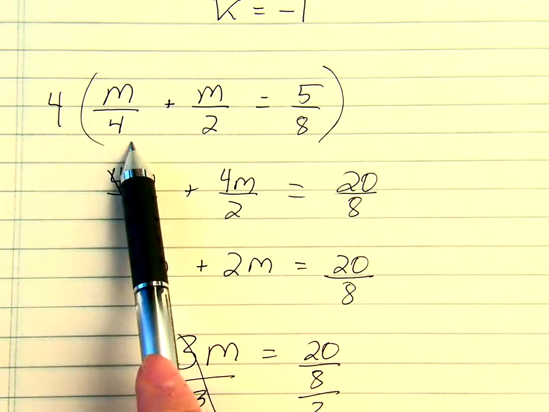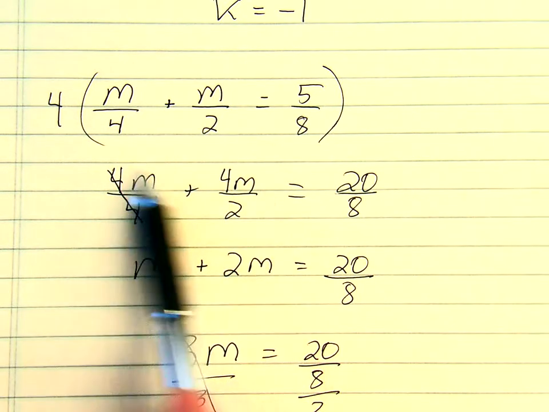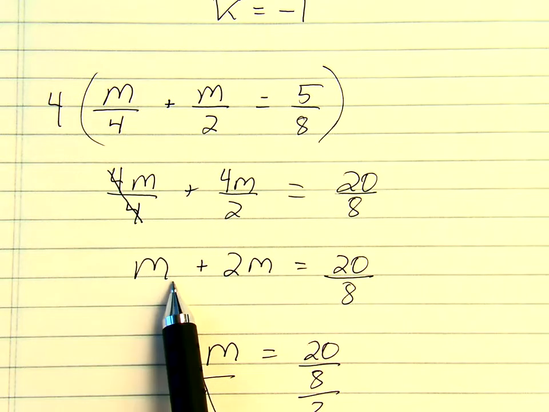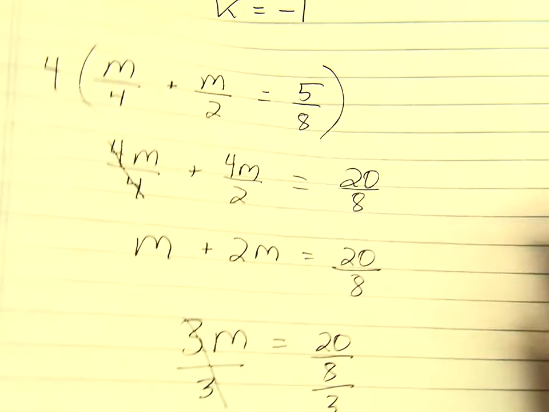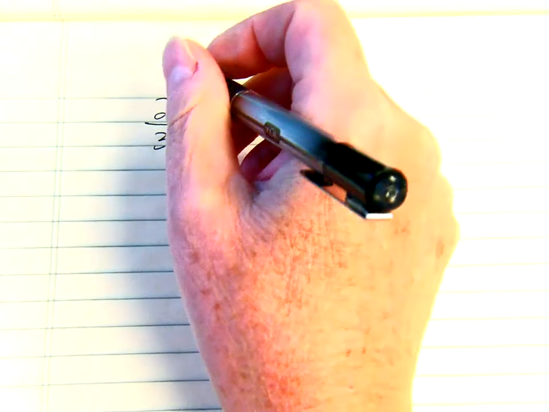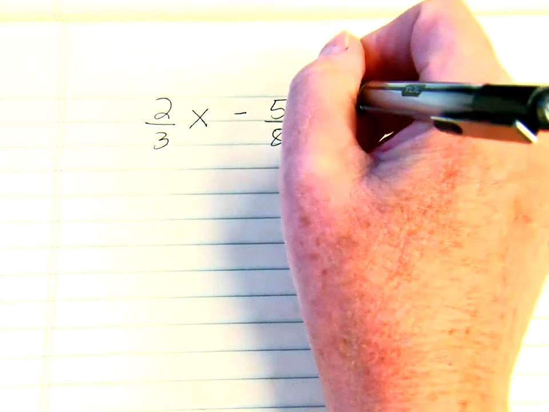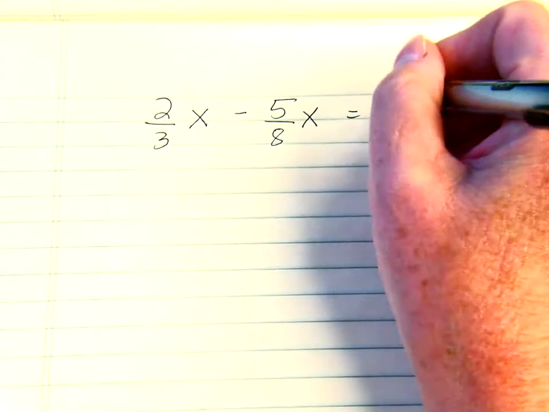So you are making sure that you are multiplying times a number that is going to take away your actual fractions. Okay? Let's look at a second problem like that. Possibly you may want to pause as I do this and see if you can do it on your own. So we're going to do 2/3 x minus 5/8 x, and that's going to equal 26.